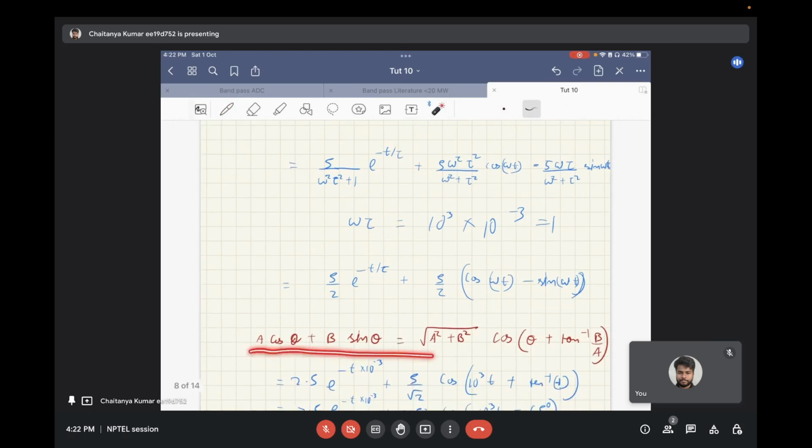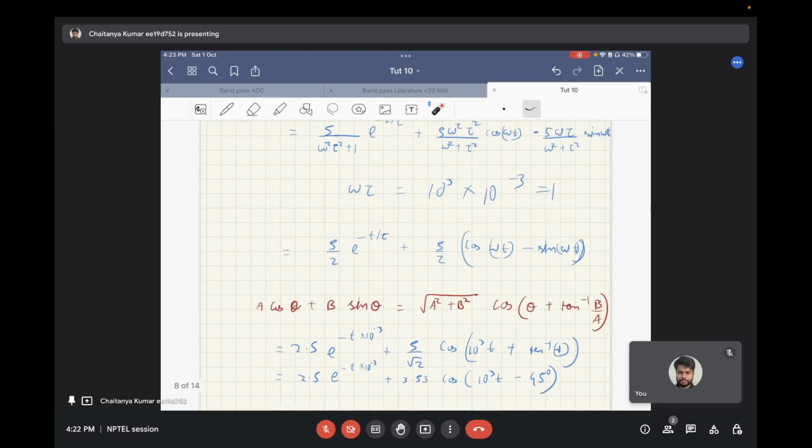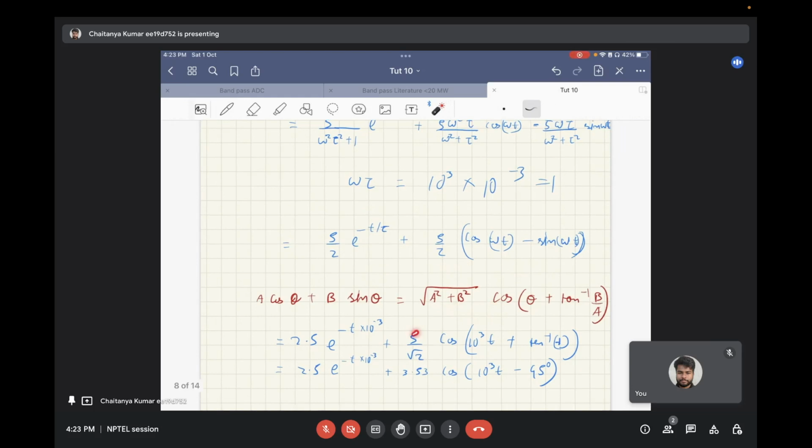Now, from the trigonometric result, we have a cos theta plus b sin theta is equal to root under a square plus b square times cos of theta minus tan inverse b by a. So the value of a in our case is 1 and b in our case is minus 1. Substituting these values, root under a square plus b square comes out to be root 2 for us, and b by a is minus 1. So it was 5 by 2 into root 2.